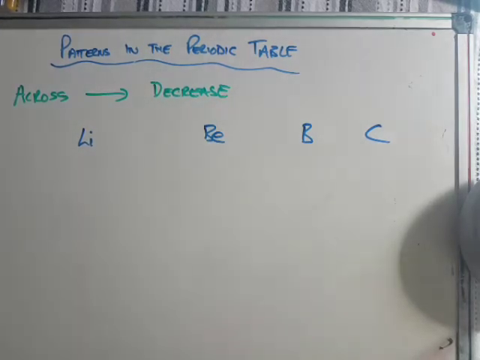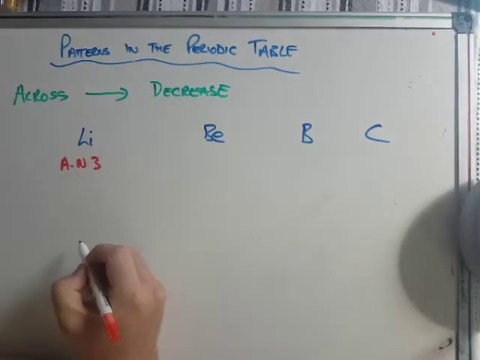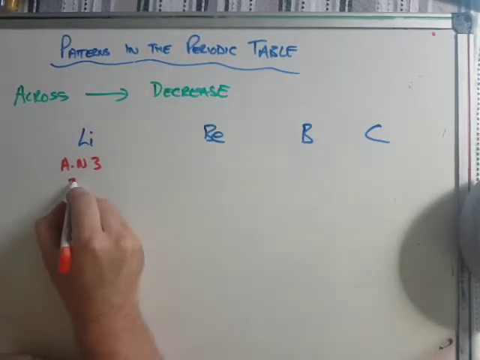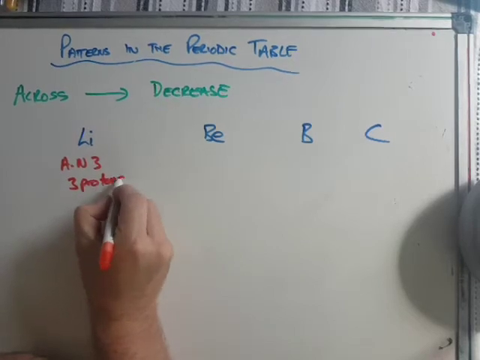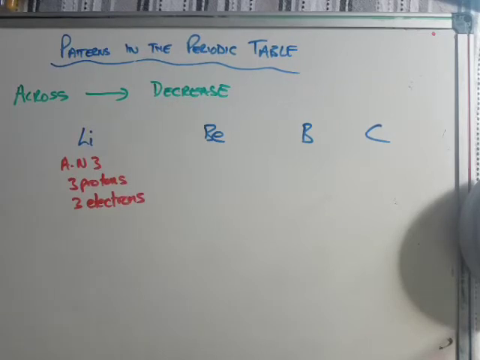Now if we think about lithium, lithium has got atomic number 3. That means it's got 3 protons and 3 electrons. And if you remember back to the start of the PowerPoints, we talked about nuclear charge, the number of protons in the nucleus, and the outer electrons, being the main factors in deciding about all these factors we're looking at, whether it's atomic size, electronegativity, or ionization energy.